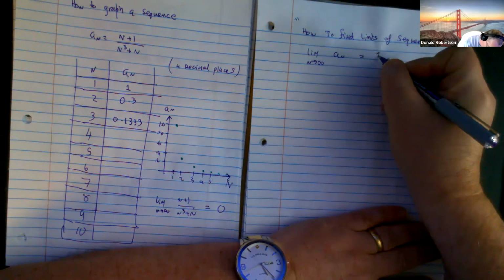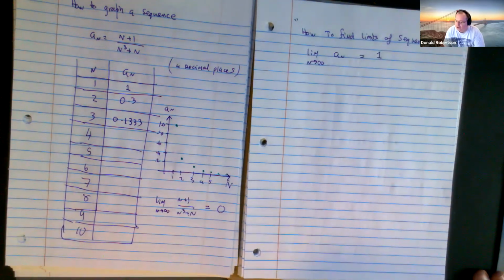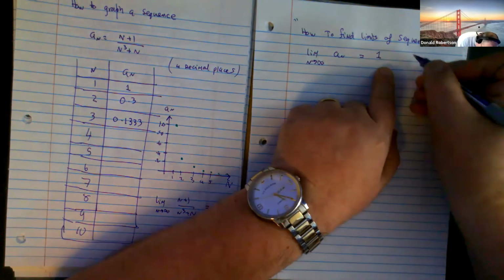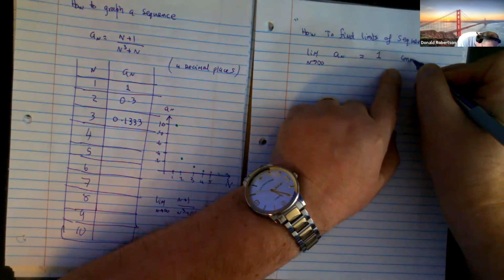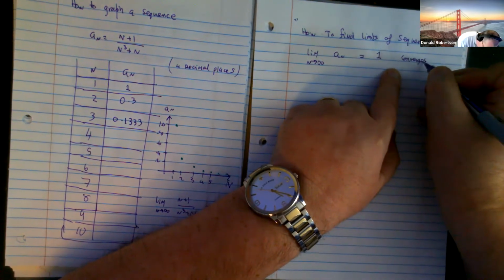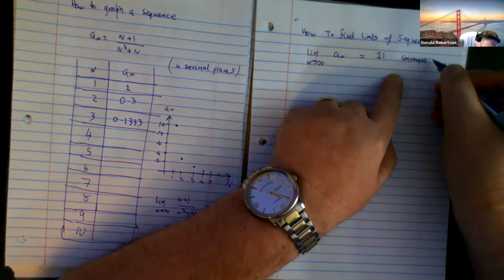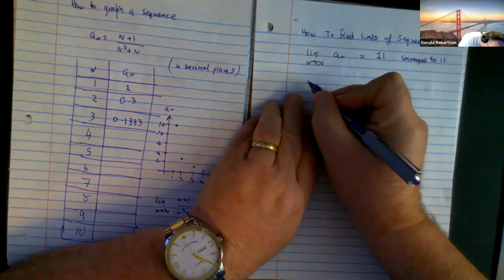Couldn't the limit be a number like 1 or 42 or 0? And when that happens, we will say that the sequence converges, in this case, oh, let's make it 11. So the sequence converges to 11. That's one thing that can happen.